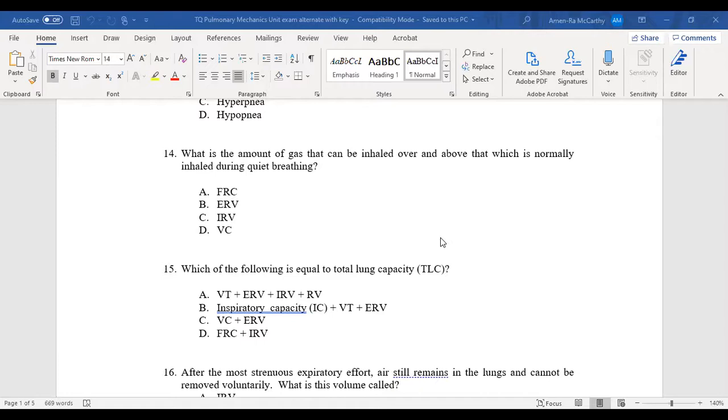That one should be inspiratory reserve volume, C. Tidal volume is normal in, normal out. Then after my normal in, I keep on going. That is my inspiratory reserve volume. The amount of gas that can be inhaled over and above that which is normally inhaled in quiet breathing. Okay, that would be IRV. FRC is all the expiratory stuff.